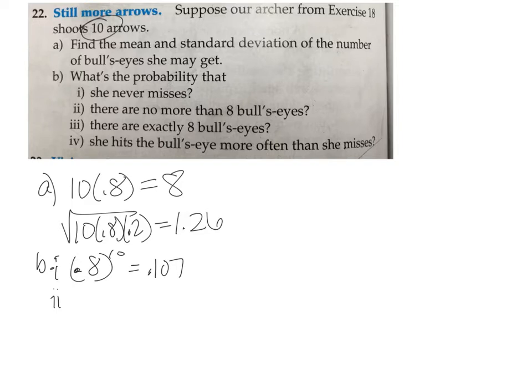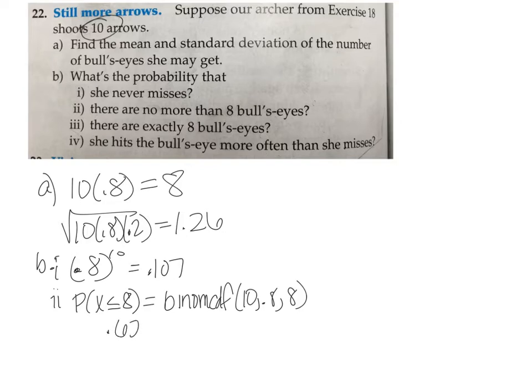C, there are no more than 8 bullseyes. So probability that x is less than or equal to 8, which is binom CDF, because I want to add up from 0 all the way to 8. 10, comma, 0.8, comma, 8, which is 0.624. And then part 3, there are exactly 8 bullseyes. That's binom PDF.